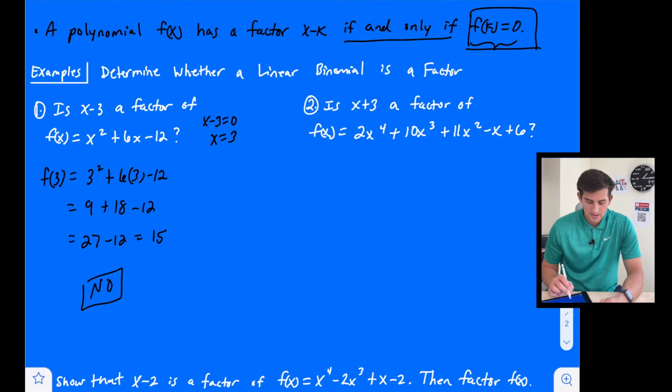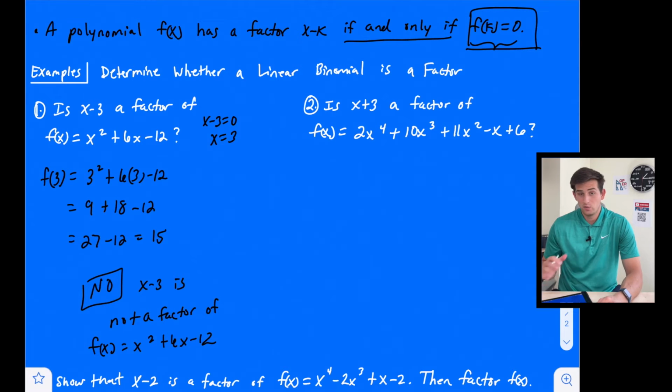So we're going to say, is x minus 3 a factor? No. x minus 3 is not a factor of f of x equals x squared plus 6x minus 12. It would be a factor if we would have gotten 0 right there, but we got 15. So there would be a remainder if we were to divide this using synthetic division, which is what we're going to do in example number 2.